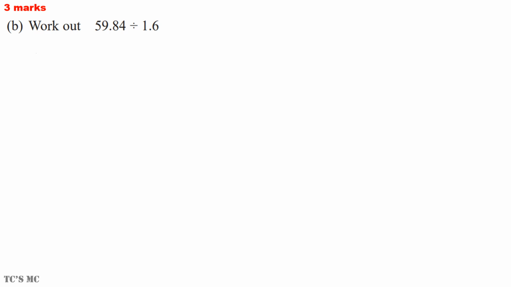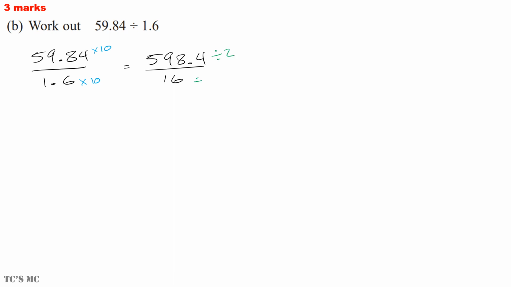Work out the following. First, I'm going to write it as a fraction. To make things easier, I want the denominator to be a whole number, so I will multiply it by 10, which means I have to do that to the numerator. This gives us 598.4 over 16. Now we have 1 mark. I do not know my 16 times tables, so I will try and simplify this, so I will divide by 2. The denominator is 8. For the numerator, I'm going to use bus stop.